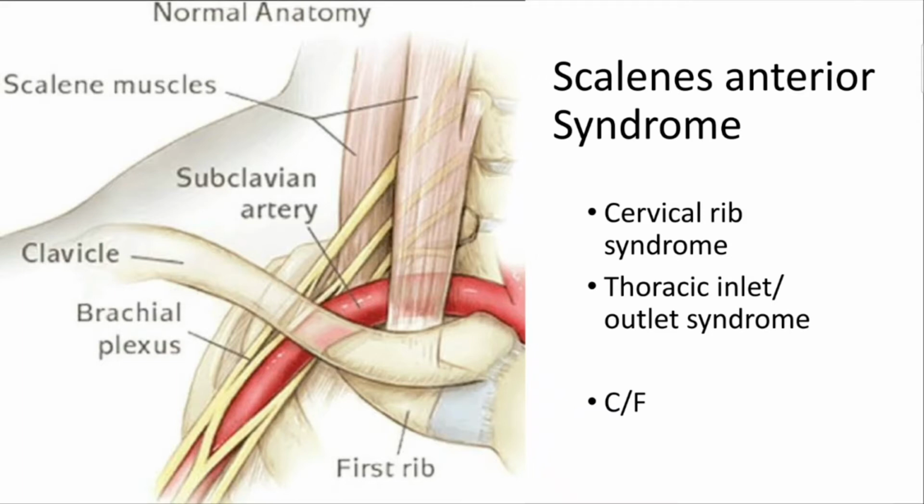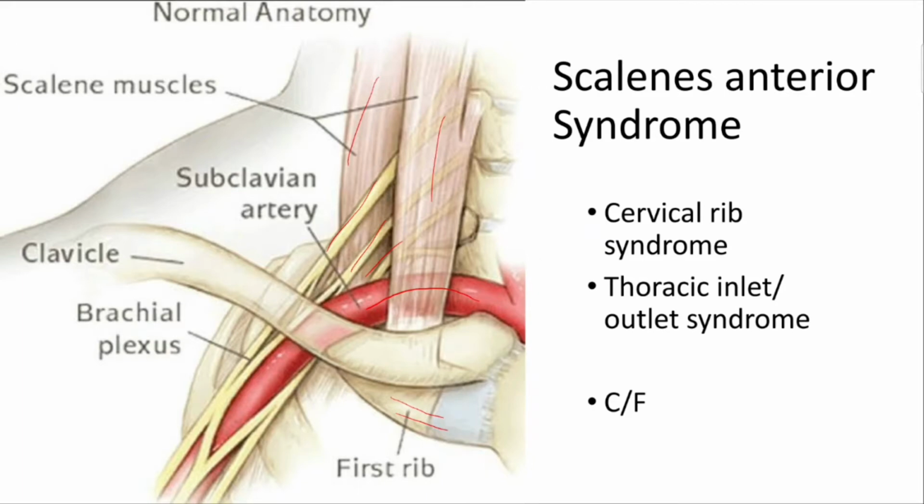In this, the subclavian artery and the lower trunk of the brachial plexus arch over the first rib. So here is the lower trunk of the brachial plexus and this is your subclavian artery, and these arch over this first rib. Hence they may be stretched and pushed up by the presence of a congenitally hypertrophied scalenus anterior muscle or a cervical rib.